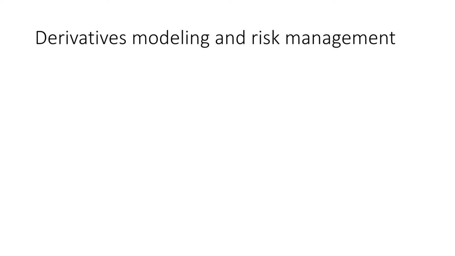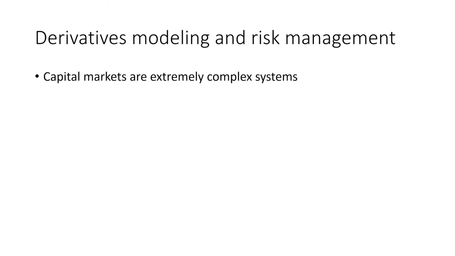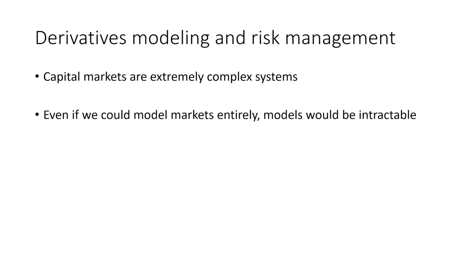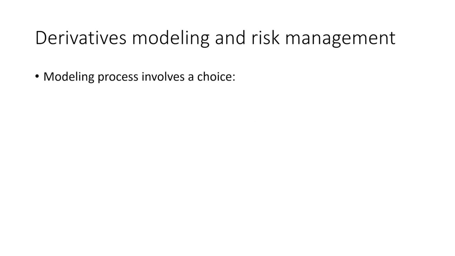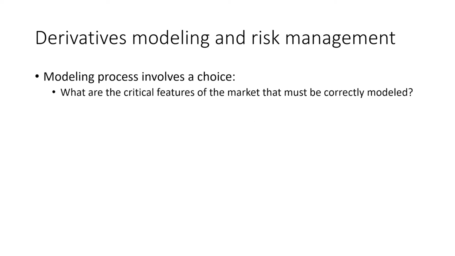Finally, let me mention a more abstract and perhaps somewhat philosophical application for the design and application of derivatives models. Capital markets are extremely complex systems. Even if I could model every aspect of a financial market correctly, the model would be computationally intractable. Every derivatives model is a simplification of a complex reality. So modeling involves a choice. What are the critical features of a market that I must absolutely model correctly, and what are maybe less critical phenomena that I can simplify?